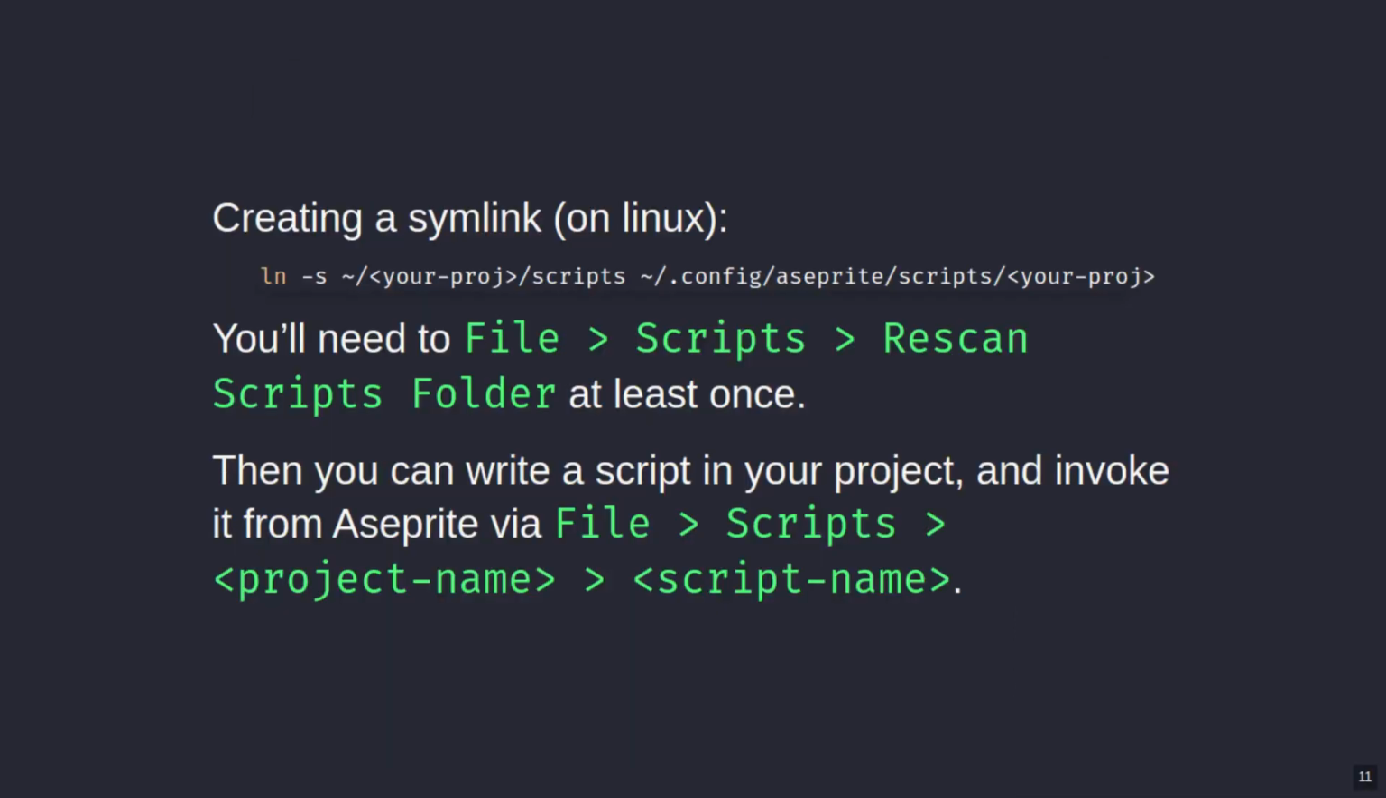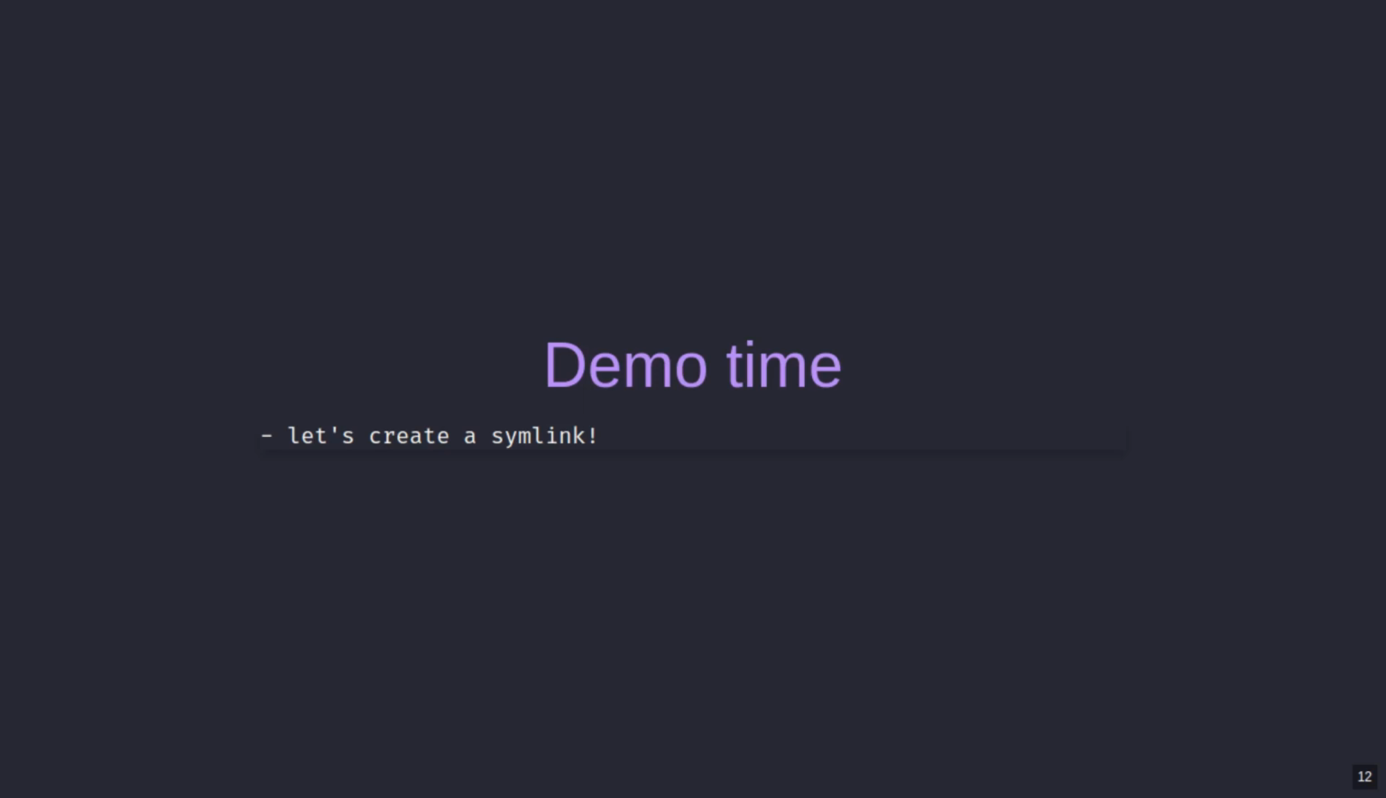So a very rough overview of creating a symlink here, the ln command. On some operating systems, these arguments are inverted, so you might want to be careful. Just figure out how to symlink on your machine and you should be fine. Then File, Scripts, Rescan Scripts Folders to make sure it can pick up the new directory. After that, you can add as many scripts as you want. So let's jump into the command line and see how that works.